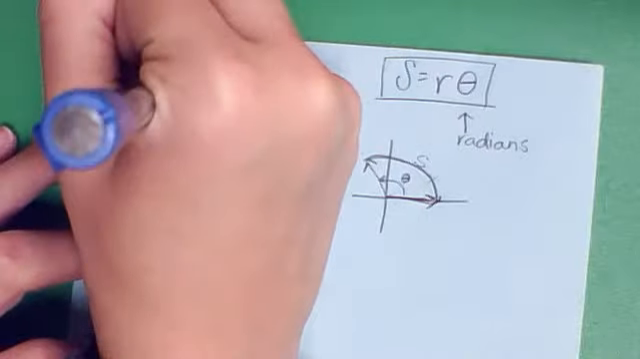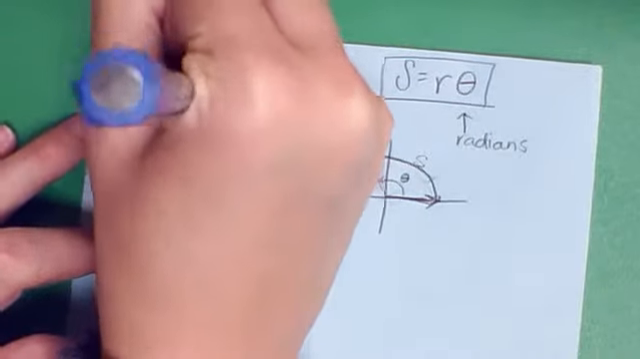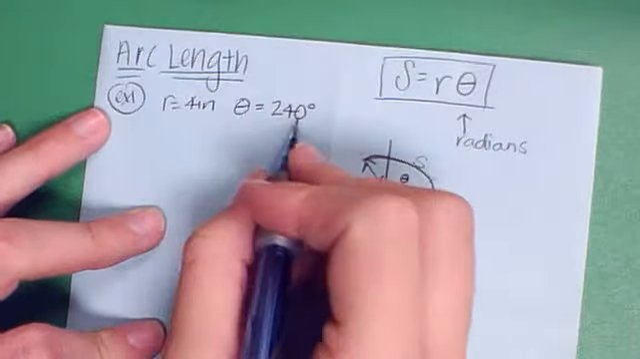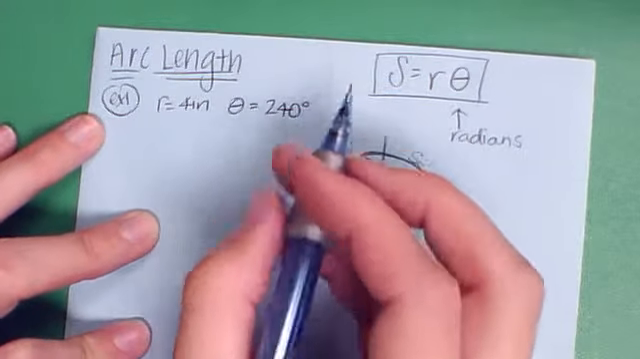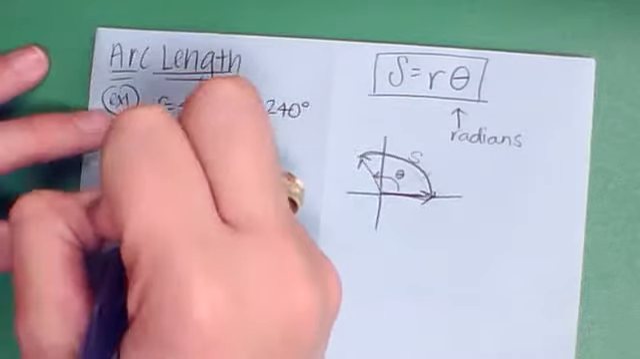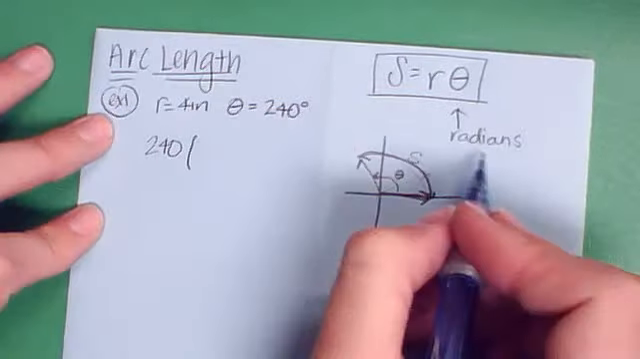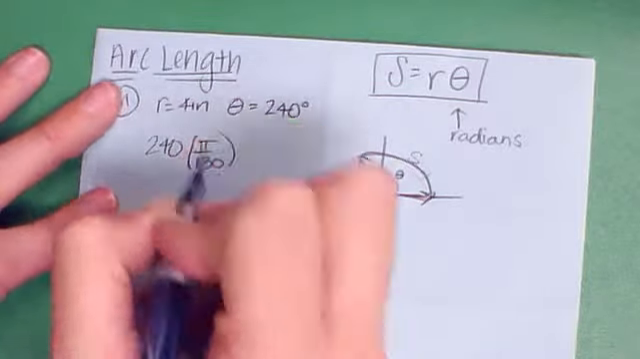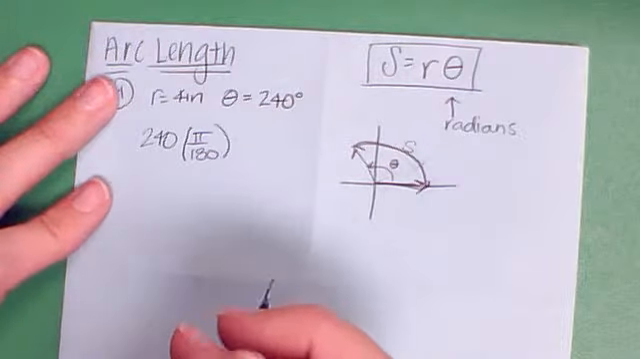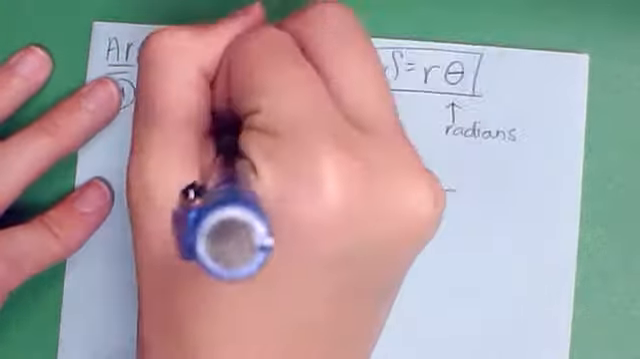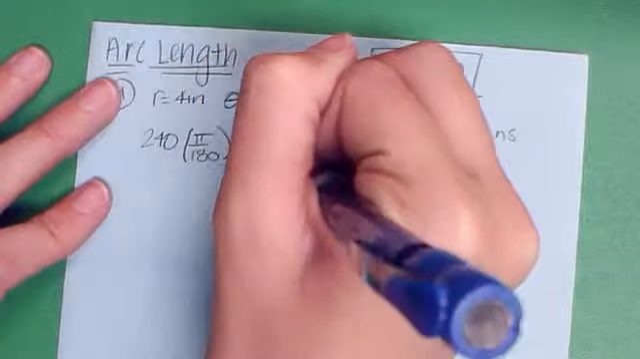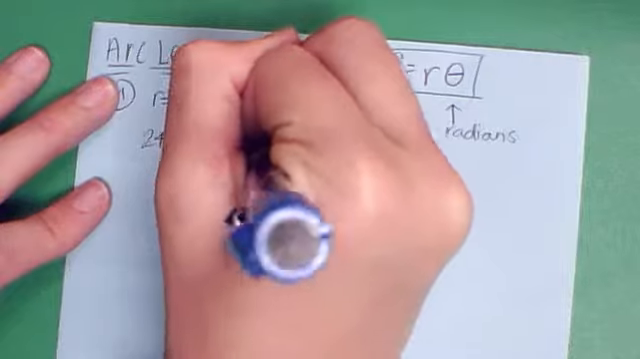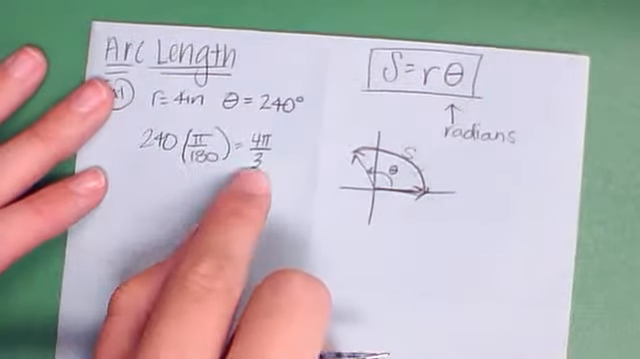Number 1. R is equal to 4 inches, so that's our radius, and our theta is 240 degrees. We need to change our theta over to radians, so we're going to do 240, and then multiply by pi over 180. Remember we learned yesterday that that was the factor to change it over. So we're going to do 240 pi over 180 and reduce. 6 goes into both of those, so we're going to end up with 4 pi over 3. And that was just to find it into radians.